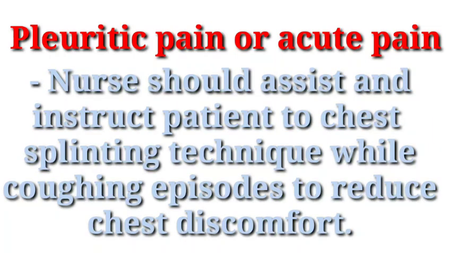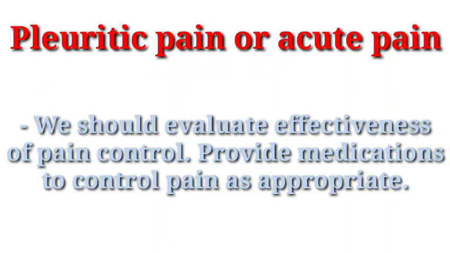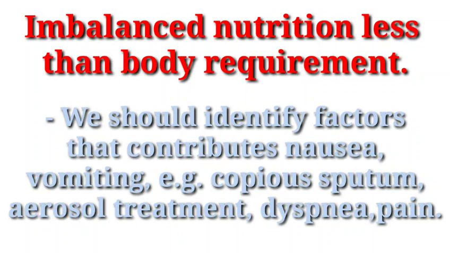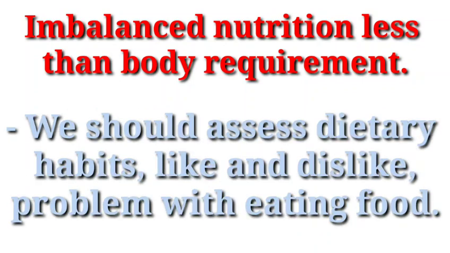Nurse should assist and instruct patient in chest splinting techniques during coughing episodes to reduce chest discomfort. We should evaluate effectiveness of pain control and provide medication to control pain as appropriate. Then nursing intervention for imbalanced nutrition less than body requirements. We should identify factors that contribute to nausea and vomiting. We should assess dietary habits like dislikes and problems with eating food.